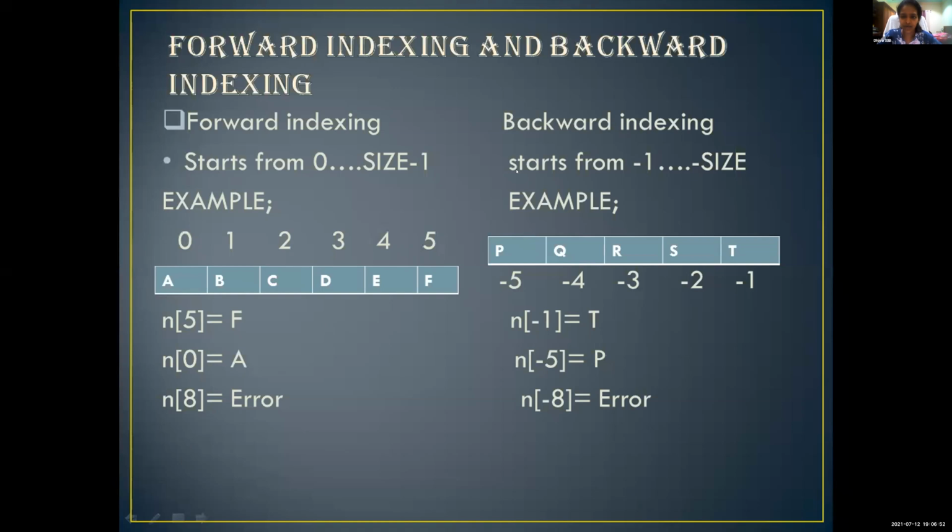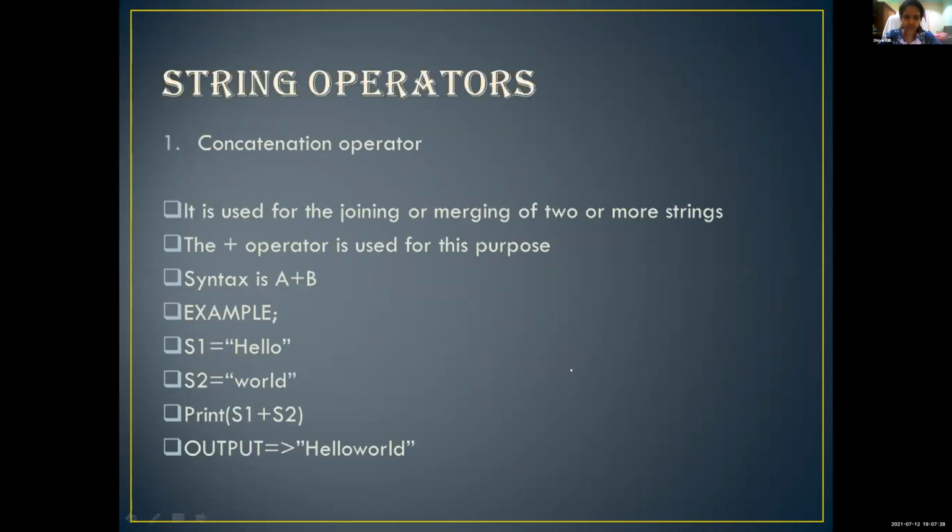Then next is backward indexing. It starts from -1 to minus size. So it is taken from the right hand side and starts from there. Here are 5 values, so -1, -2, -3, -4, and -5 will be the indexes respectively. So for example, if we take n of -1, here the value is t. And if we take n of -5, here the value is going to be p. And like before, if we take a value which is not there, n of -8, it shows error.